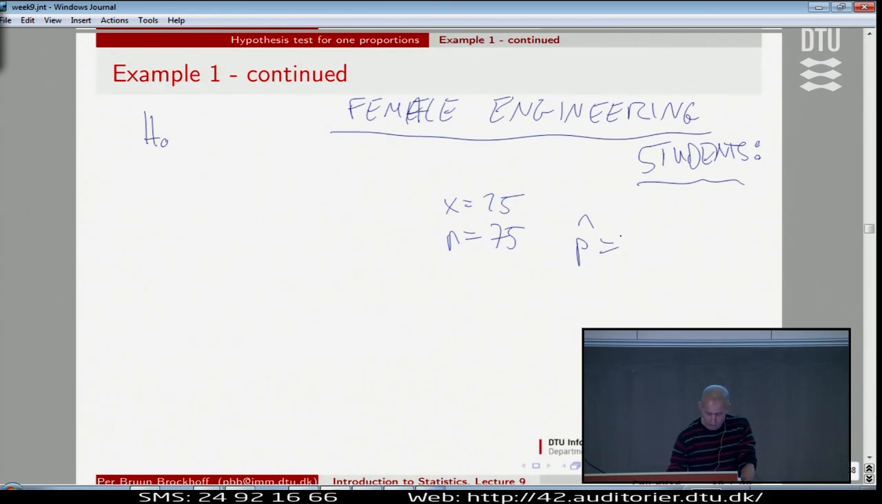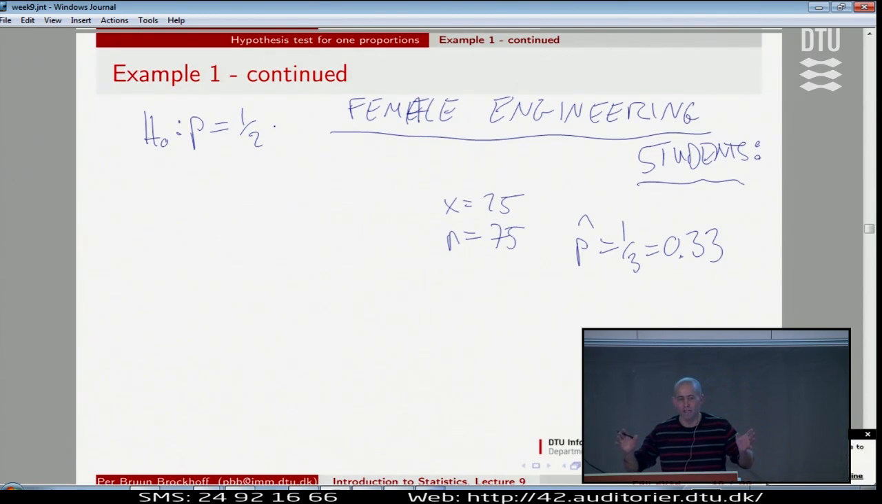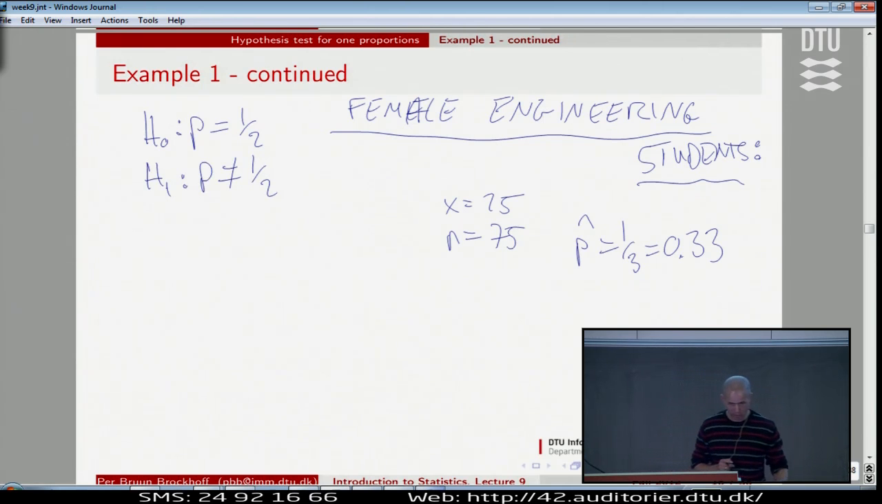So the p-hat would be 1/3. That is 0.33. Let's test the hypothesis of whether we have a 50-50 situation of female-male engineering students, assuming that my sample is okay, which, as we discussed before, is obviously not okay. This is not a random sample. It is really a convenient sample of a very questionable type. Anyway, let's assume that we're doing okay. Let's also assume that we know nothing about what we would expect or like to prove. We just want to check whether it's 50-50 or not.